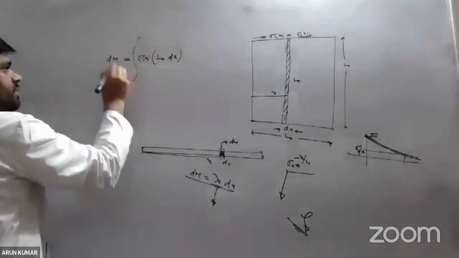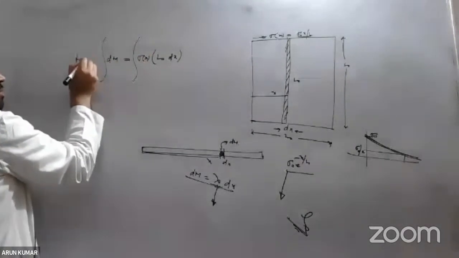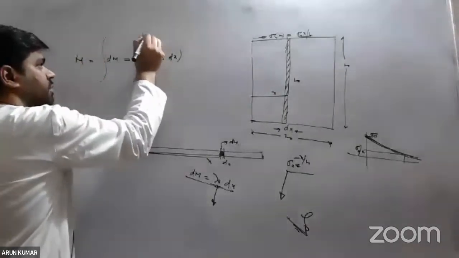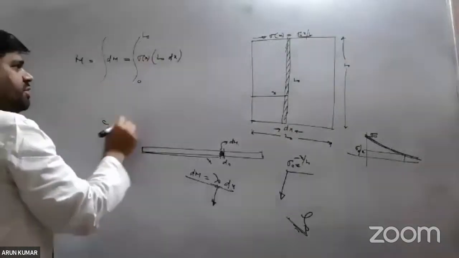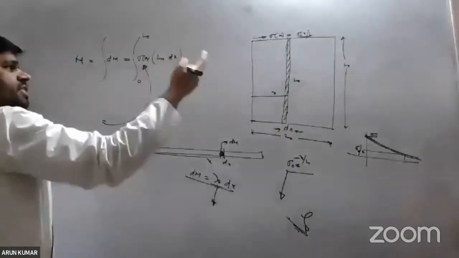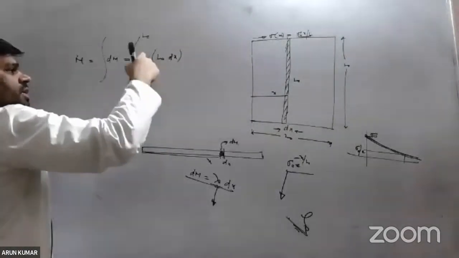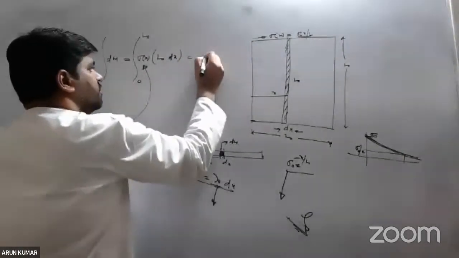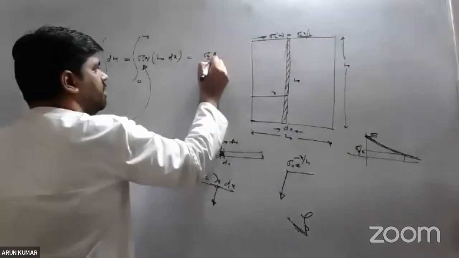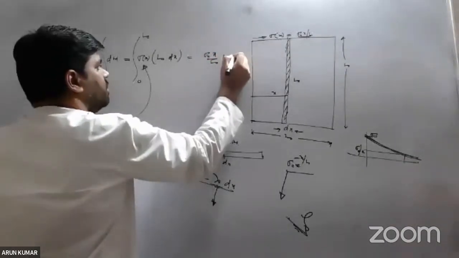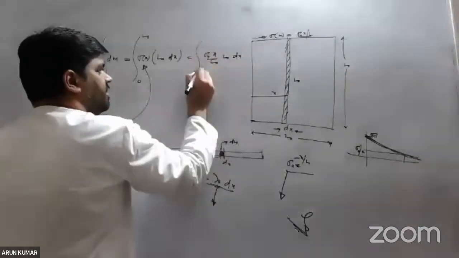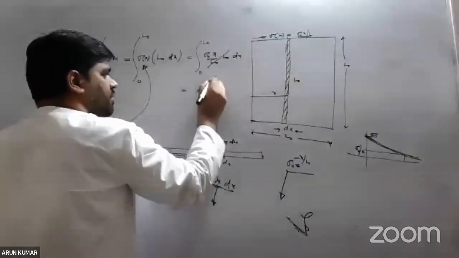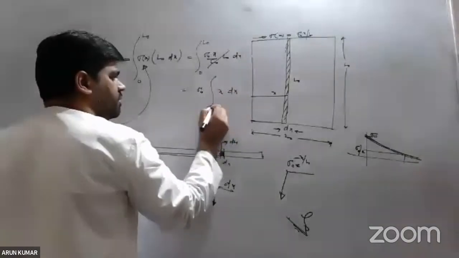If I integrate this, I'll get m, the total mass. But I integrate from where to? From 0 to L naught. So all I have to do is plug in sigma of x, the variation given in the question, and integrate it. Let us say the variation is sigma naught into x by L. So sigma naught into x by L into L naught dx, integrating from 0 to L naught. L naught gets cancelled out, sigma naught comes out, integral x dx.